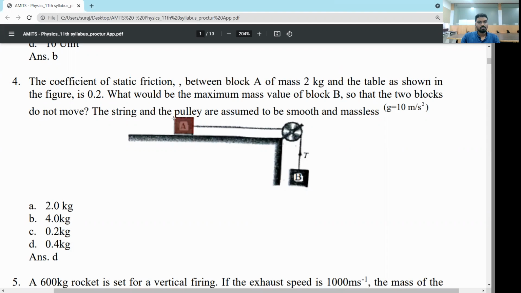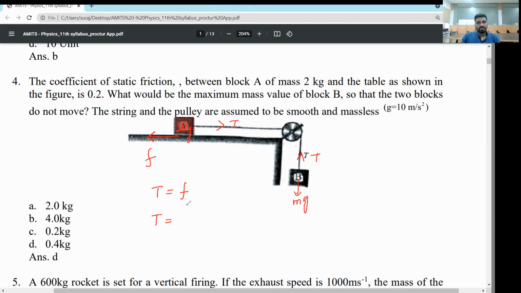Now, the coefficient shown in the figure is 0.2. What will be the maximum value of the mass of block B so that the two blocks do not move? So I'll just draw a free body diagram. This is mg. This is tension T. This is friction F. That means tension should be equal to friction F. Only then it won't move, right?